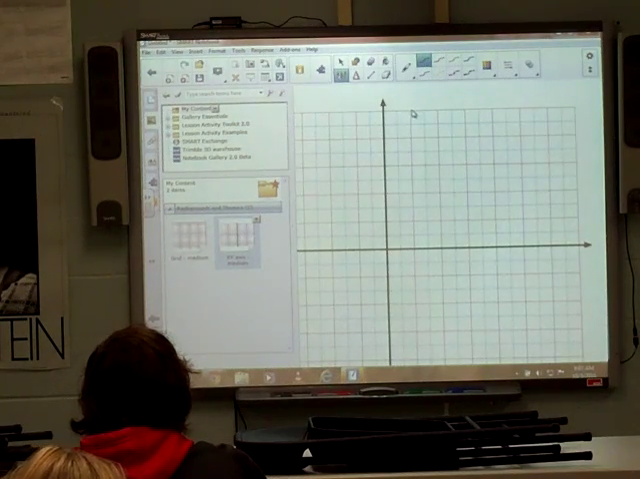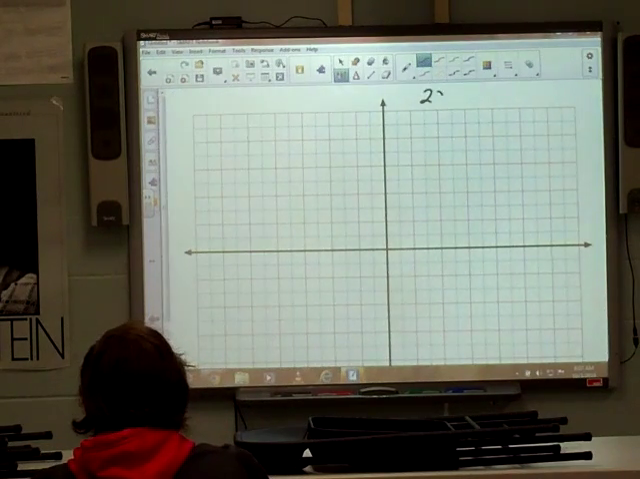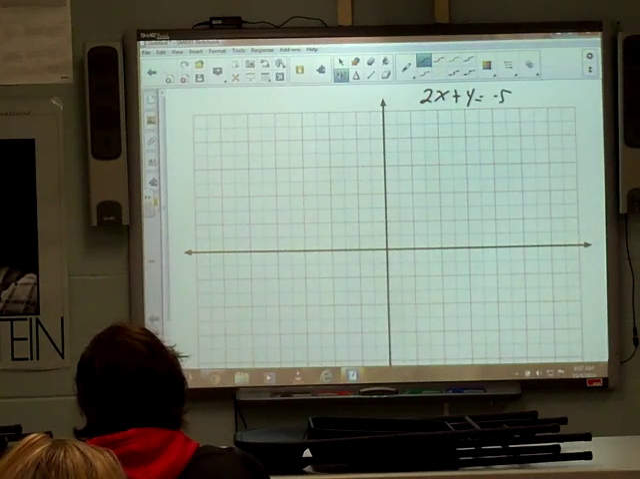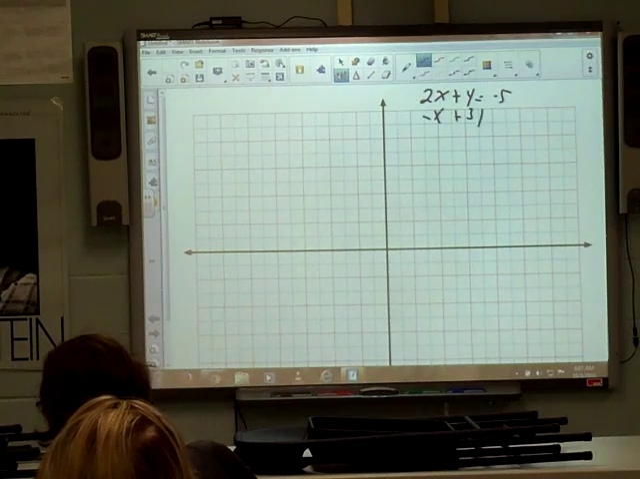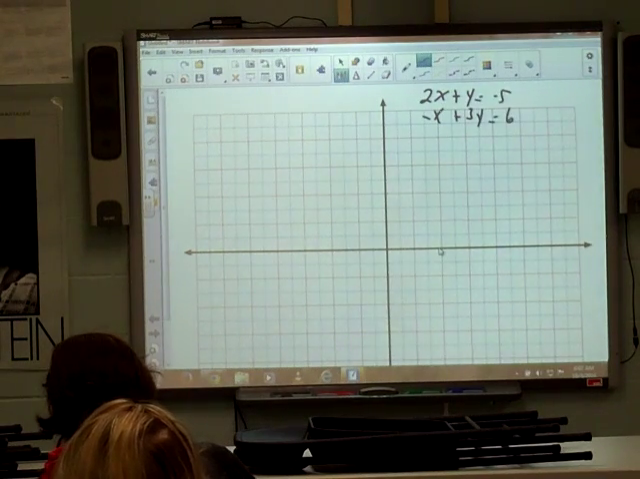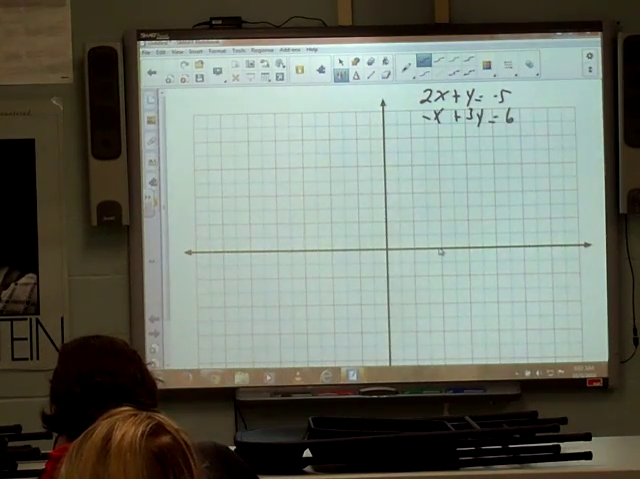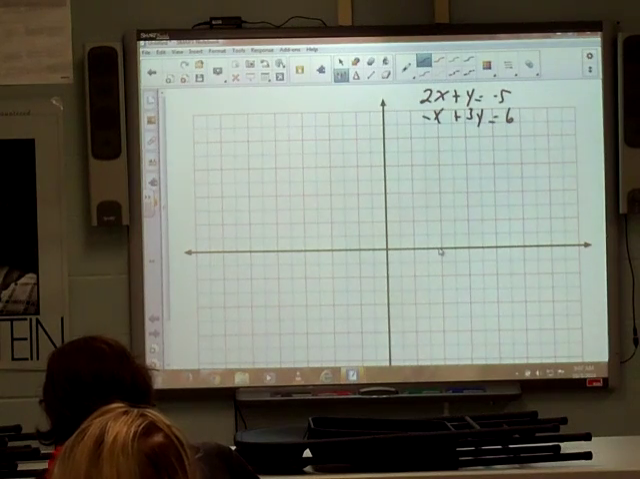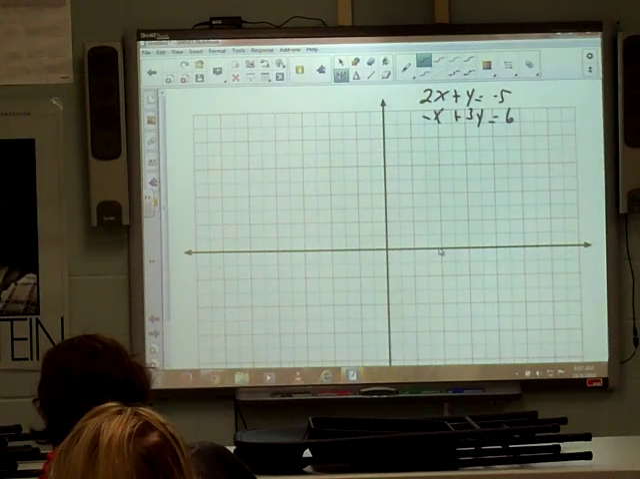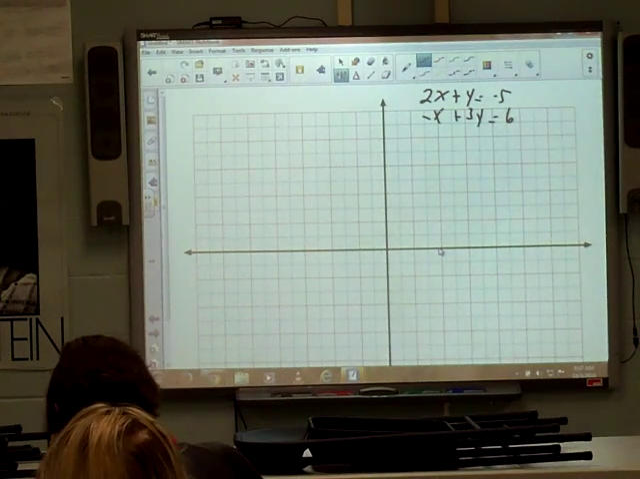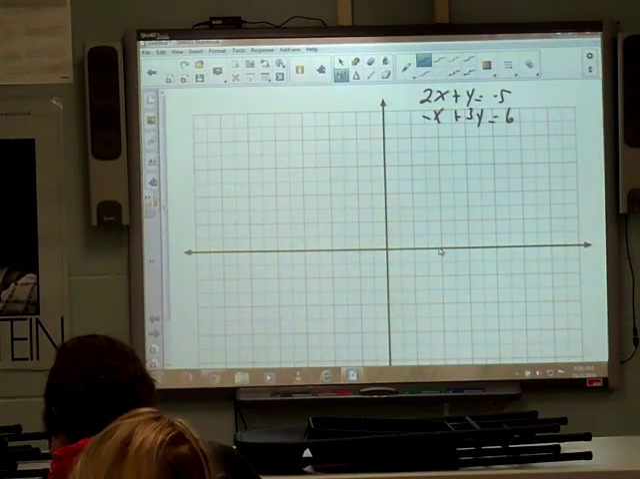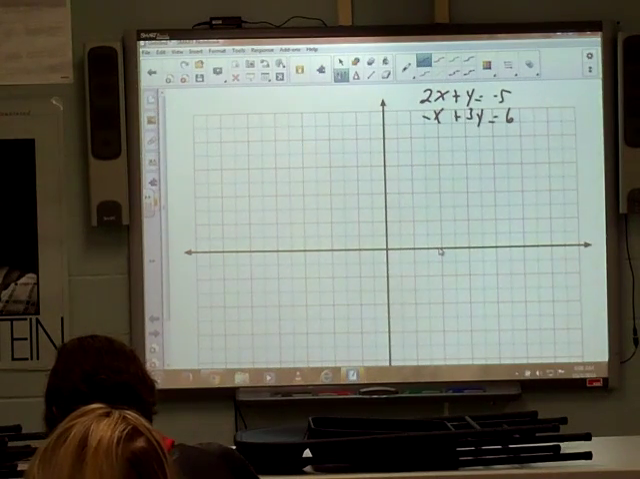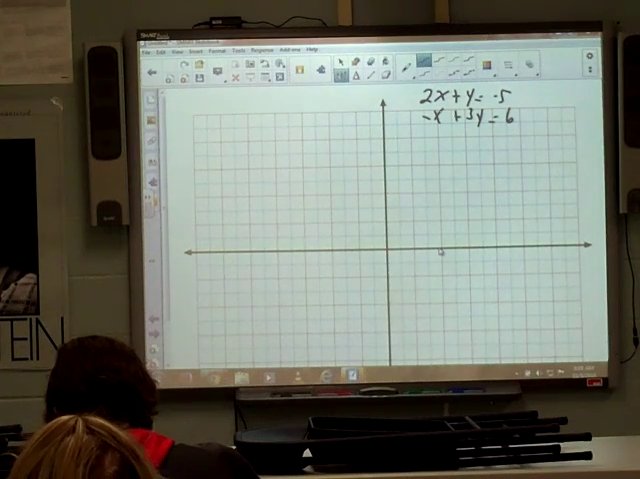Alright, my first equation says 2x plus y equals negative 5. My second one says negative x plus 3y equals 6. After I show you this by graphing, I'll probably never do another one by graphing, just because it's not as accurate, especially if your answer's a fraction, because it's hard for us to split those spaces up equally into fractions and all that kind of stuff. But for now, I'll show you that and you can get your idea.